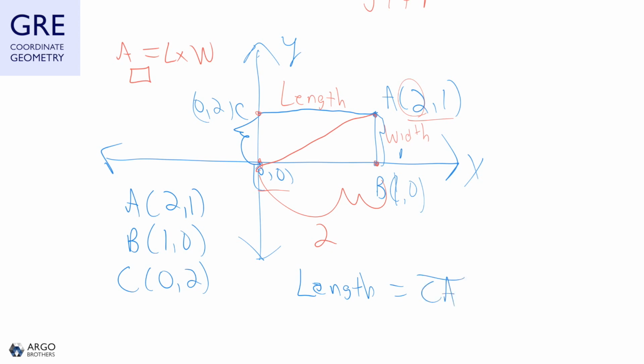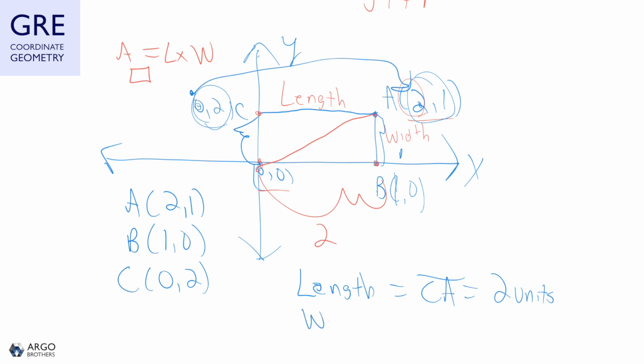Well, CA, we can use the distance formula or just use logic. If this is (0, 2) and this is (2, 1), that means to go from C to A, we must travel a certain horizontal distance. And that horizontal distance is the 2 minus the 0, okay? So that means that this is where we start and this is where we end. We take the x components and subtract them. So the final x value minus the initial x value. So that would be 2 minus 0, which is 2 units.